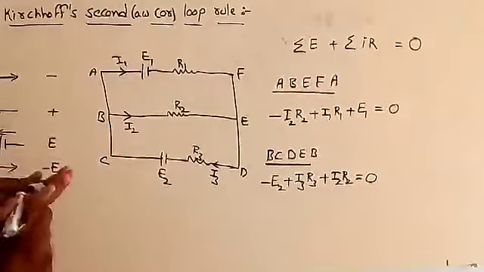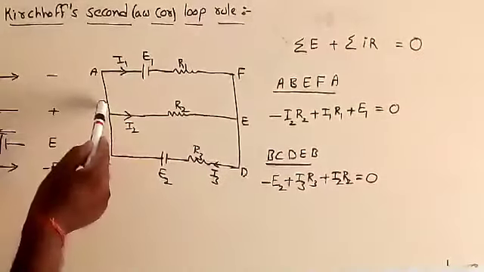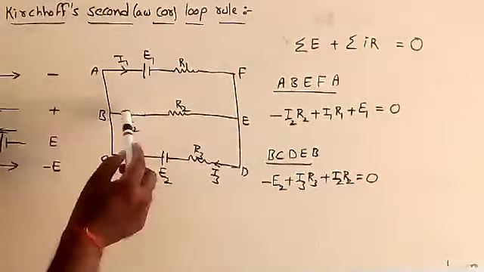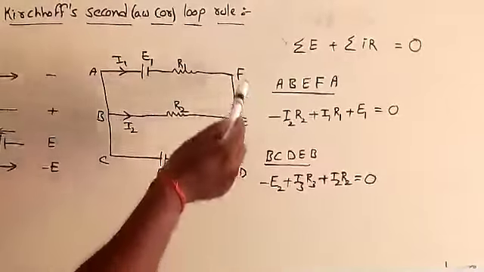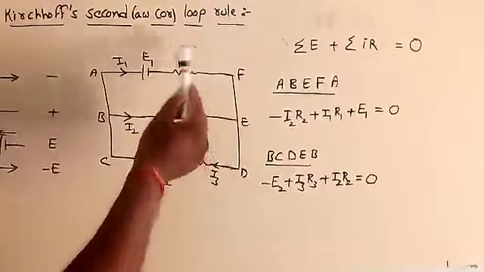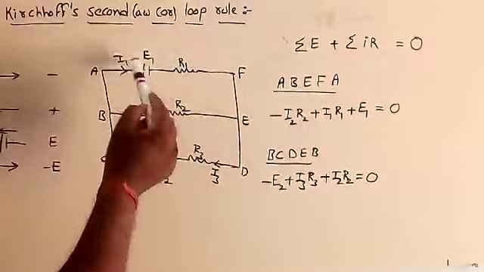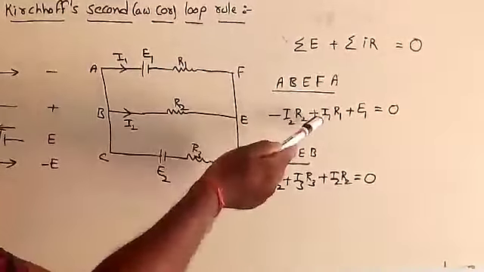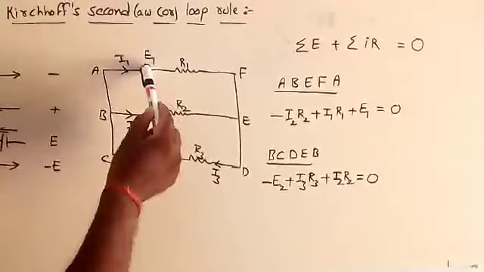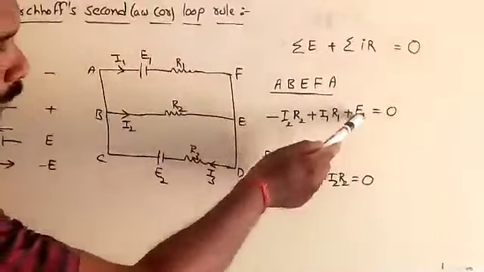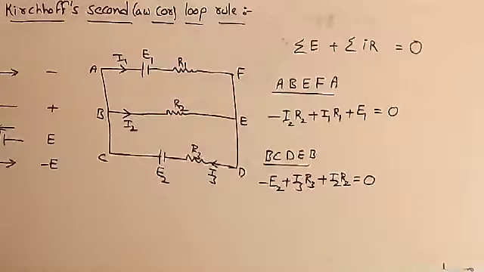So these rules you have to follow. Based on these rules, now see, first A to B, nothing is there. B to E, in the direction of current, that is the reason I have taken minus I2 R2. E to F, nothing is there, but F to A, again you are traveling opposite to the direction of current, so that is the reason here I can take plus I1 R1. And again here you have to travel from negative to positive, so that is the reason here it will be plus E1, that is equal to 0.